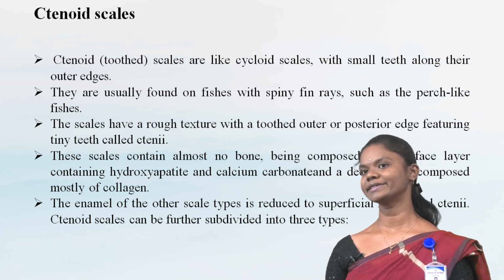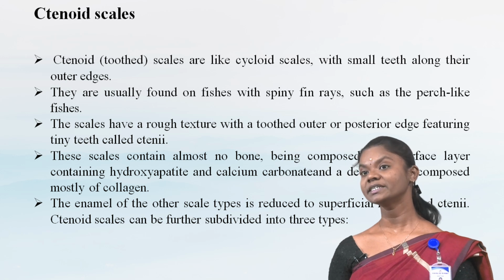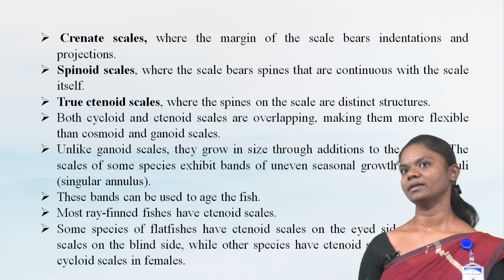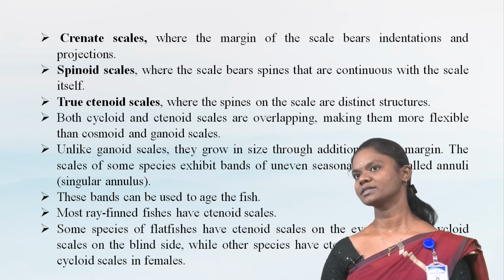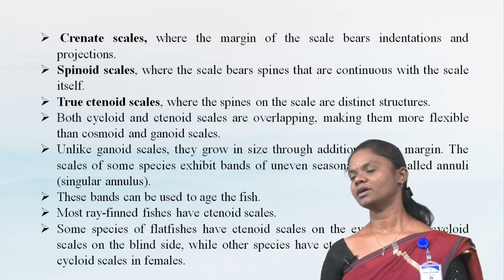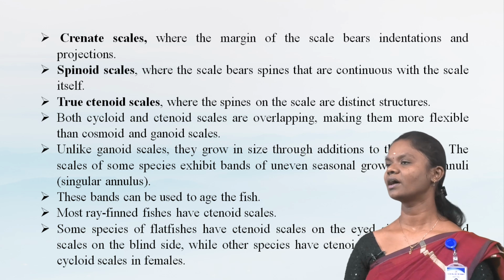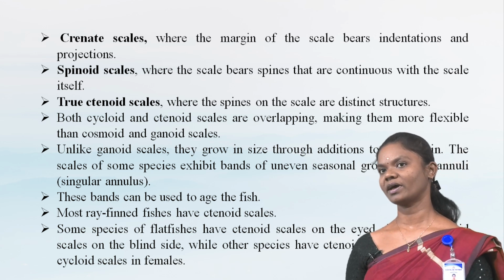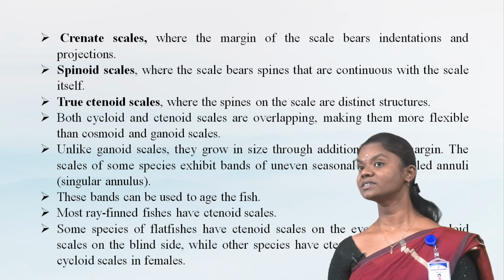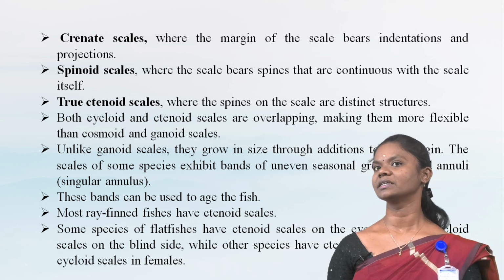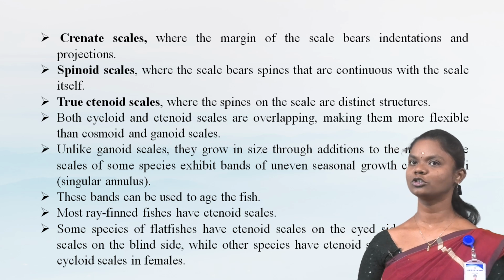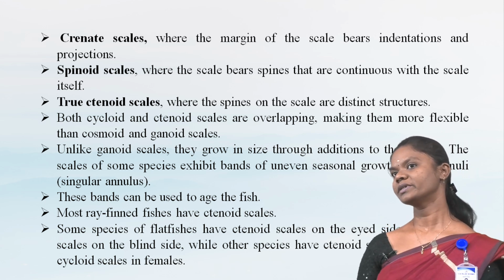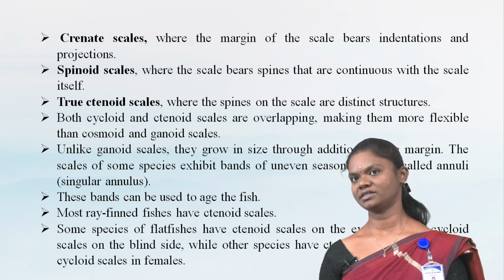The ctenoid scales can be further subdivided into three types. First one is crenate scales, where the margin of the scales gives indentations and projections. Next one is spinoid scales. The spinoid scales, where the scales give spines, they are continuous with the scale itself. And the third one is true ctenoid scales. These are scales where the spines are distinct structures.